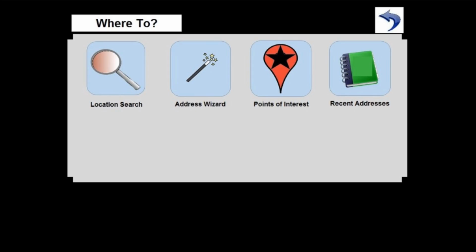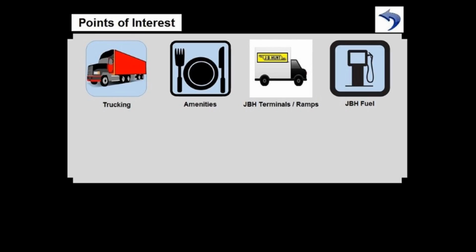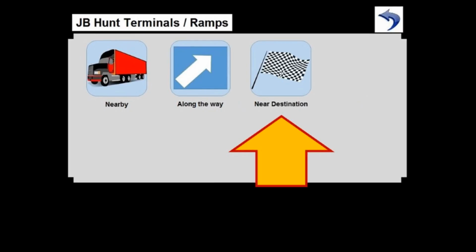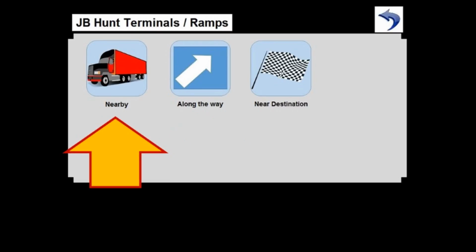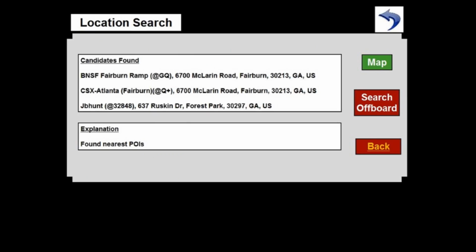Now, select the Points of Interest icon. Use this page to find truck stops, food, terminals, rail yards, and fuel stops. Select terminals and ramps. Select near your destination, along the way, or nearby. NaviGo will give you a range of choices.